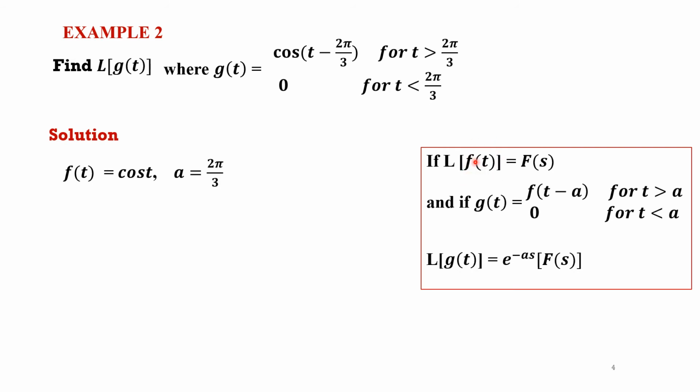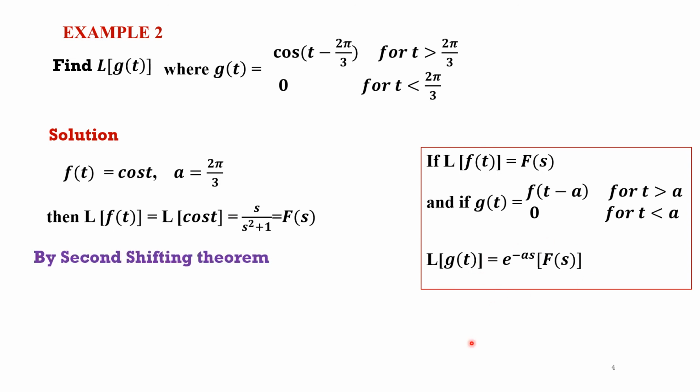Once we get f of t, we have to calculate L of f of t to get f of s. So calculating L of f of t, L of f of t is L of cos t. We know L of cos t is s upon s square plus 1. This becomes our f of s. So from the second shifting theorem, I can write L of g of t is equal to e raised to minus as. A is 2 pi by 3, so e raised to minus 2 pi by 3 s into f of s. F of s is s upon s square plus 1.